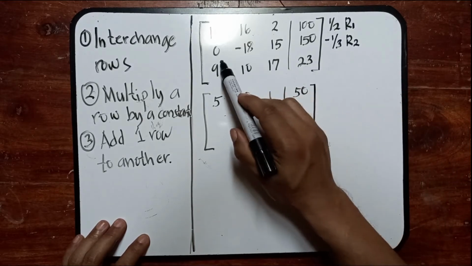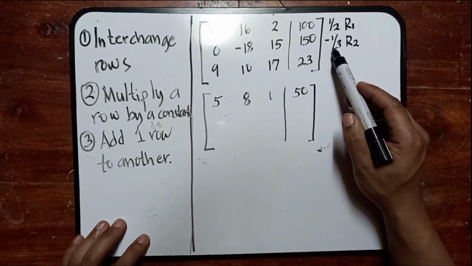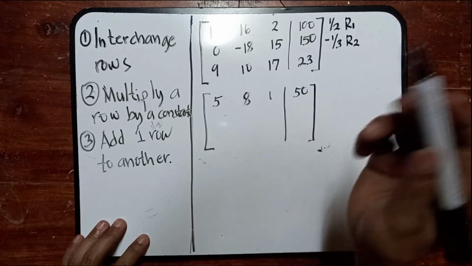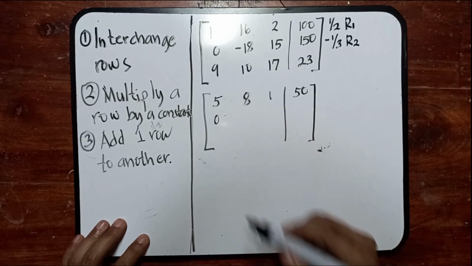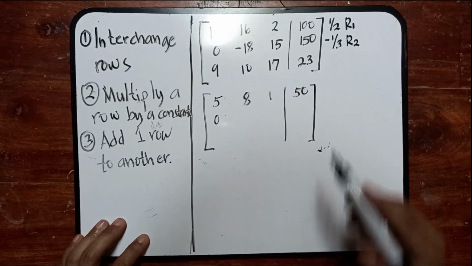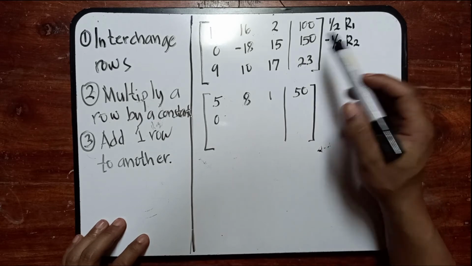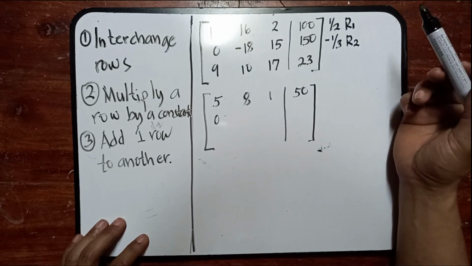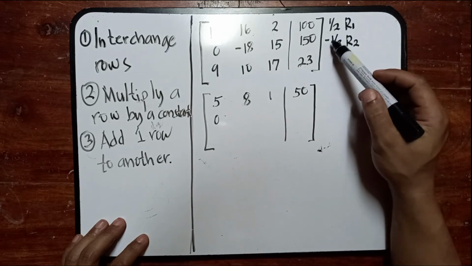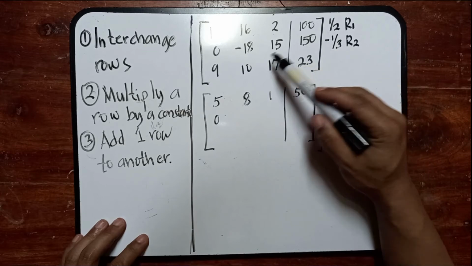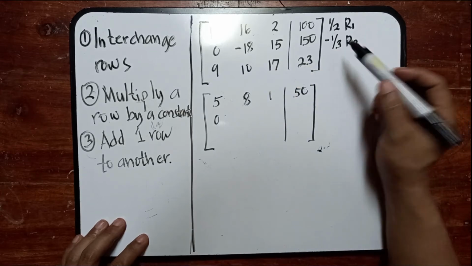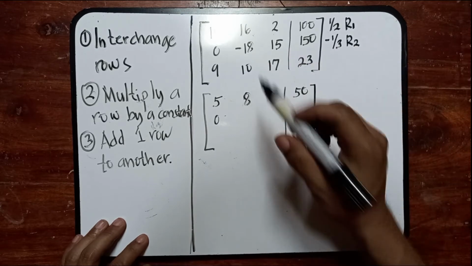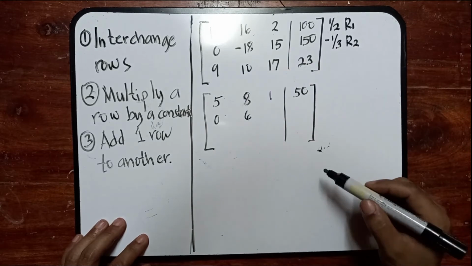And then for the second row, negative 1/3 times R2, this is 0. Any number multiplied by 0 will always be 0. And then negative 1/3 times negative 18. What is the 1/3 of 18? Since both of these numbers are negative, the result will become positive. So it is 6, because 6 times 3 becomes 18. So we have 6 here.